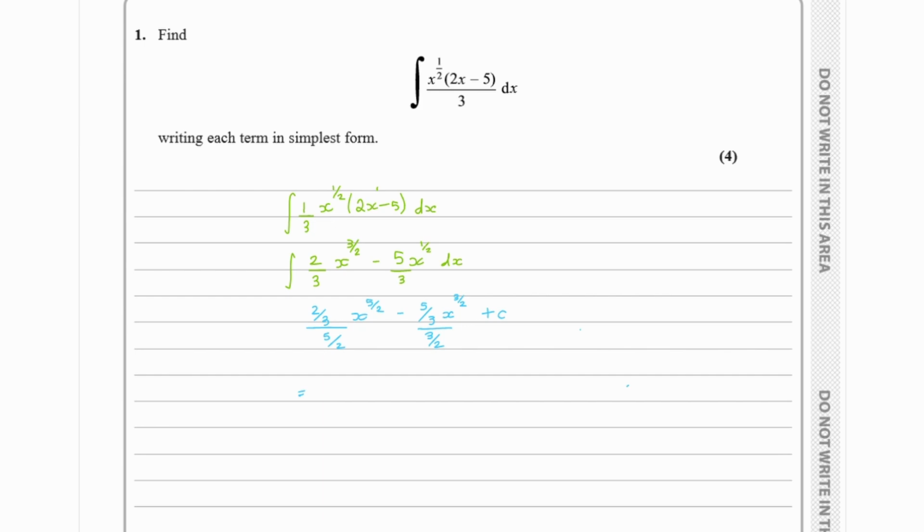So 2 over 3 divided by 5 over 2 is the same as 2/3 multiplied by 2 over 5, which would give us 4 over 15, x to the power 5 over 2. And 5/3 divided by 3/2 is the same as 5/3 multiplied by 2 over 3, which would give us 10 over 9, x to the power 3 over 2 plus c. And that is our final answer for number 1.